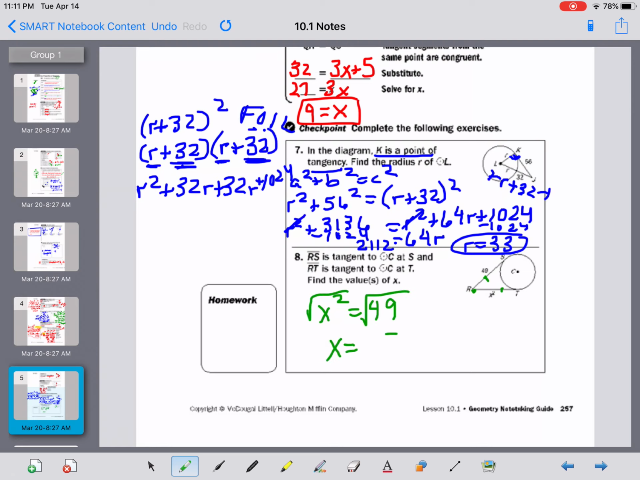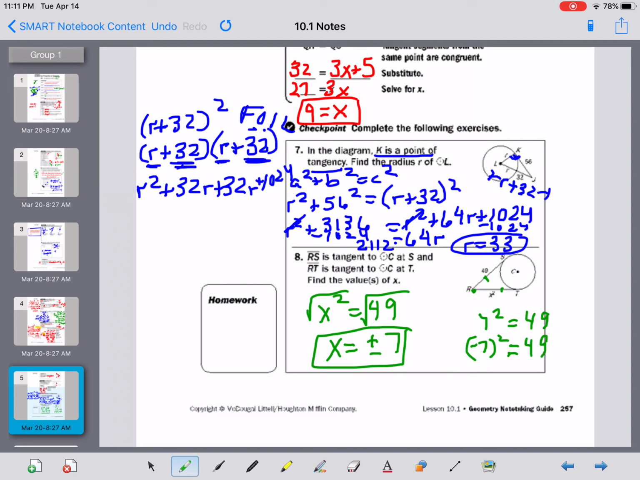I'll do a check just to make sure it works. If I plug in positive 7 and square it, I get 49. If I plug in negative 7 and square it, I still get 49. So technically on this one, both answers will work. So I'm going to get two answers there instead of just one. Always double check. Sometimes you'll get two answers and one of them won't work. So always double check those.